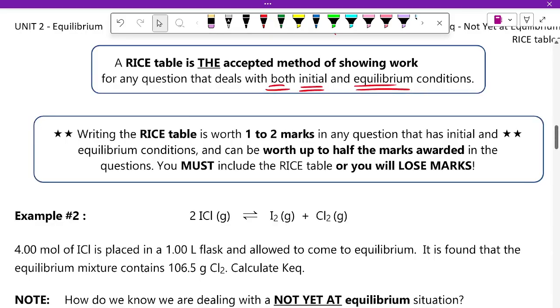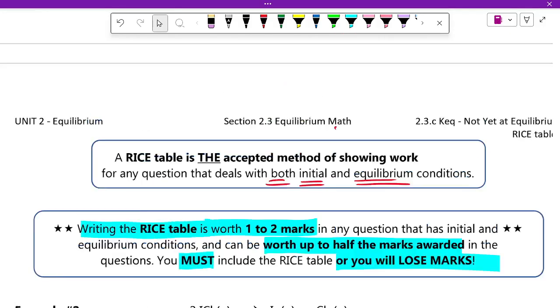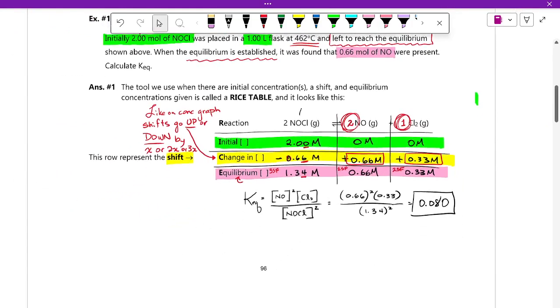Thank you so much. Writing the rice table is worth 1 to 2 marks in any question that has initial and equilibrium conditions. It can be worth up to half the marks awarded in a question. You must include the rice table or you will lose marks. Yes? So don't leave out rice. Some people just do it in their head, and then they just chuck the numbers in. But you should show your work this way, okay?